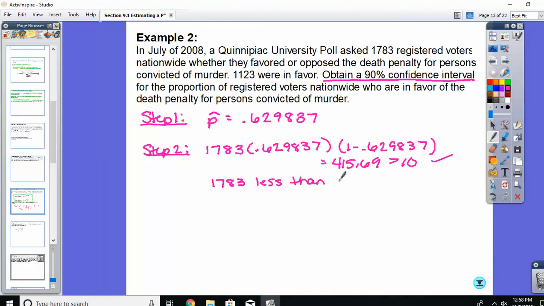We're talking about all registered voters. This would most definitely be less than 5%. So those are the two criteria that we should be checking. Same as before. Okay, step 3. Now we're going to find this Z alpha.